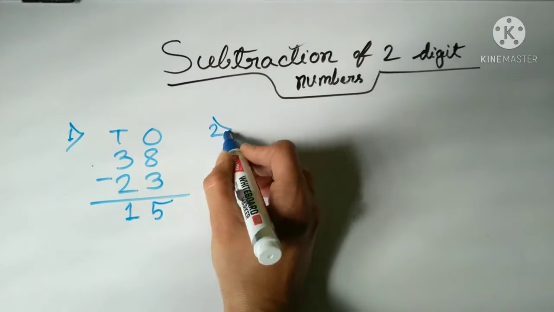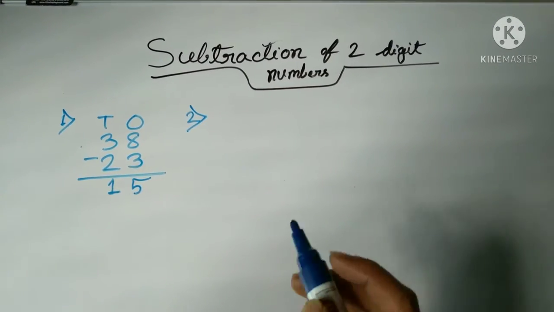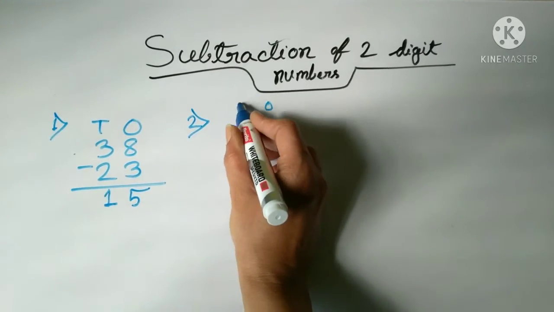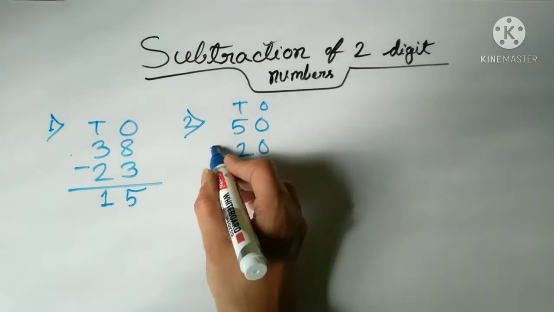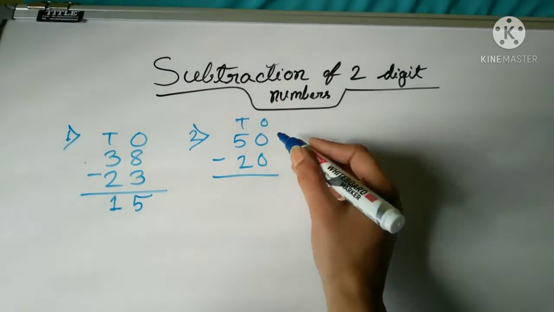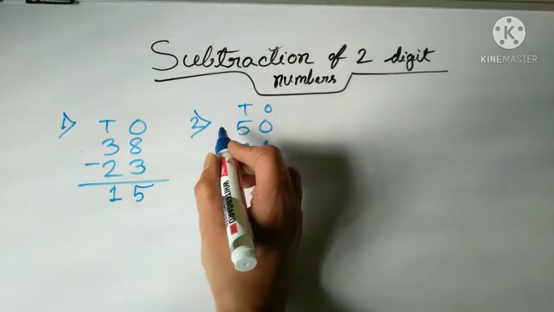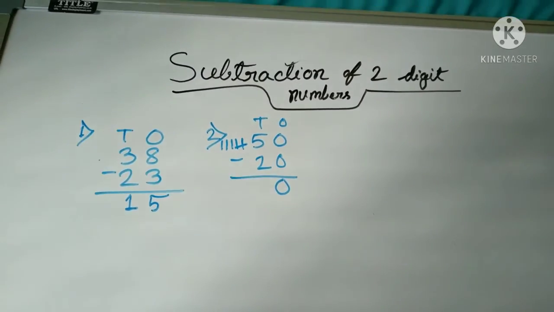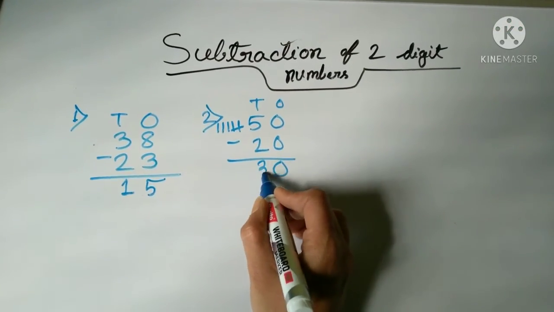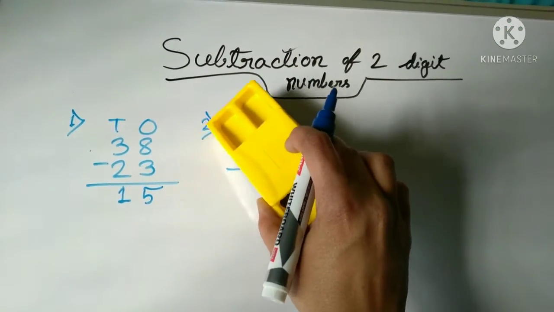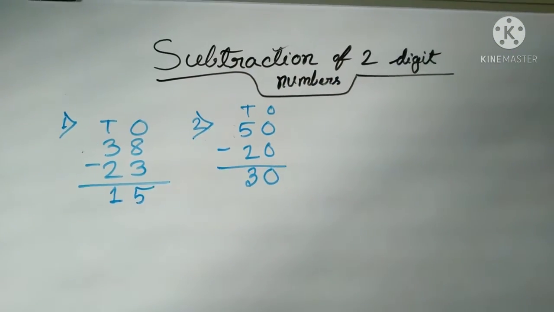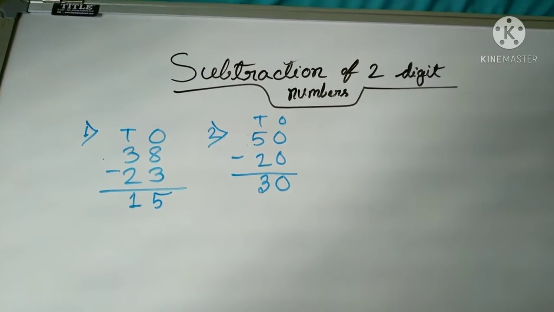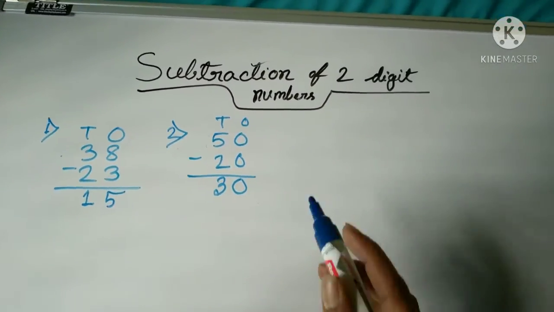Next, number 2. Ones place and tens place, 50 minus 20. 0 minus 0, you know, is 0. Here 5 minus 2. 1, 2, 3, 4, 5. Cross out two of them. How many are left? 3. So 50 minus 20, answer will be 30.